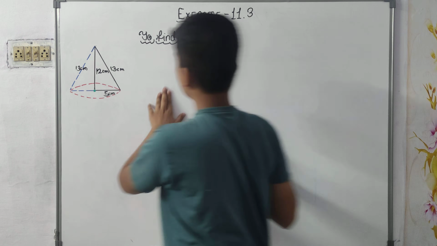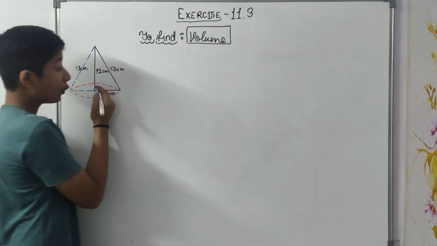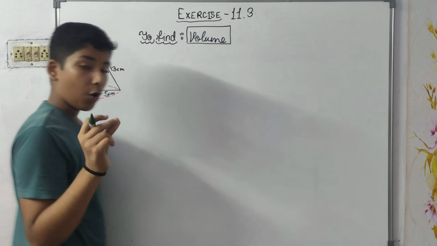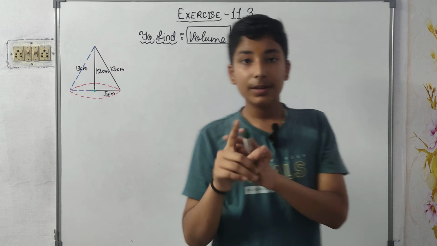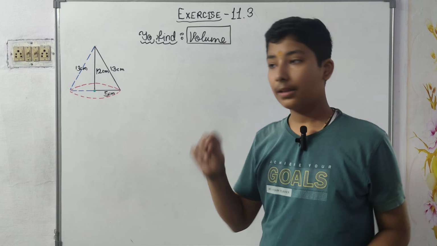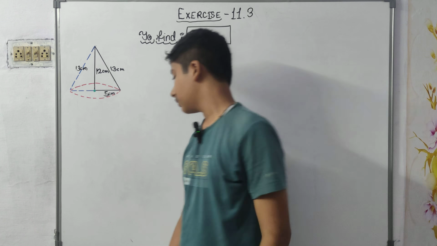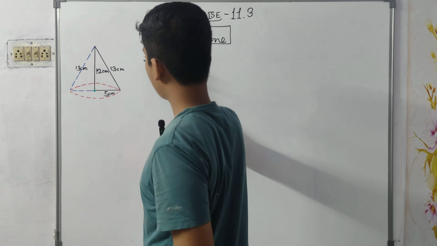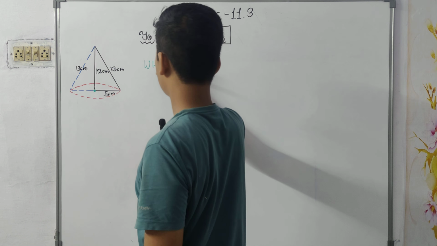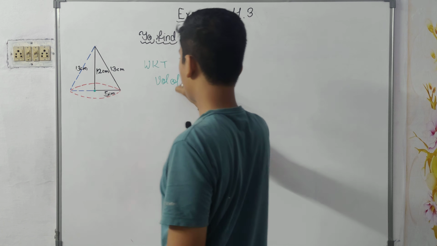So what we have to find out is the volume of this cone which is formed. Always remember that when we take a triangle and turn it over 360 degrees, the figure formed will always be a cone. Now we know the volume of cone.